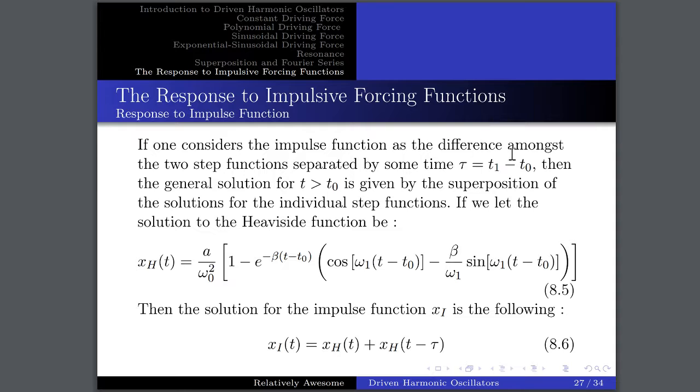If one considers the impulse function as the difference amongst the two step functions separated by some time tau equal to t1 minus t0, then the general solution for t greater than t0 is given by the superposition of the solution for the individual step functions. If we let the solution of the Heaviside function be the following, x sub h, then the solution for the impulse function x sub I is the following. It would be the sum of the Heaviside function at t plus the sum of the Heaviside function at t minus tau.